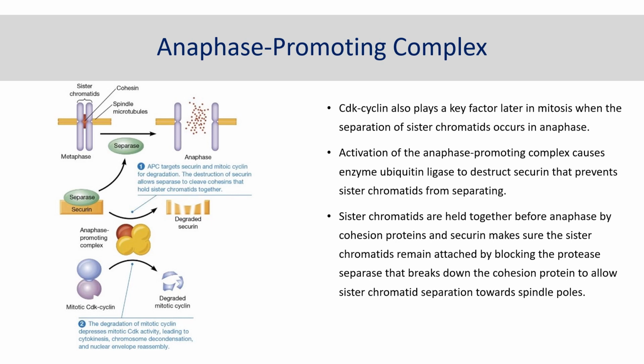And so the anaphase promoting complex is activated. Once it is activated, it breaks down securin, which allows sister chromatids to separate and allows mitotic cyclin to be degraded, which causes cytokinesis and the decondensation of chromosomes and the reassembly of the nuclear envelope.